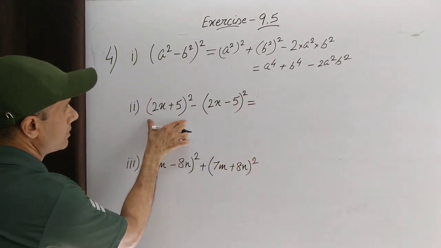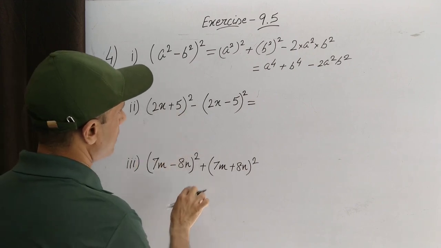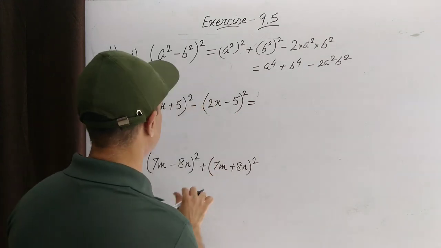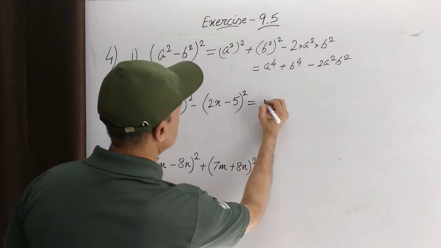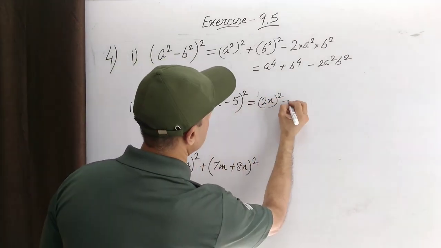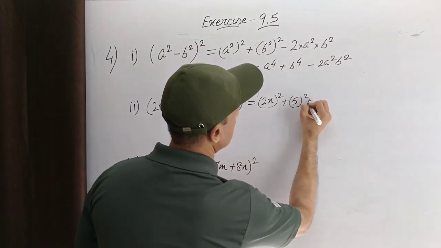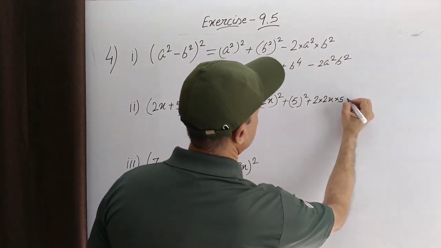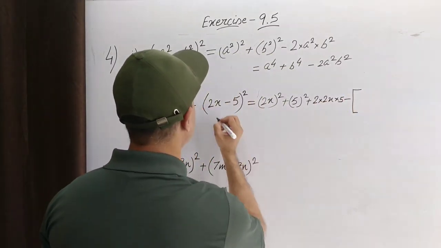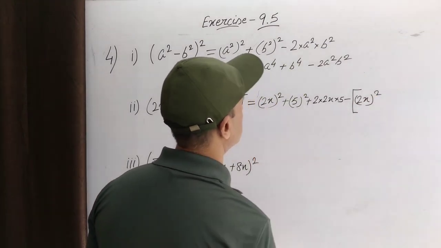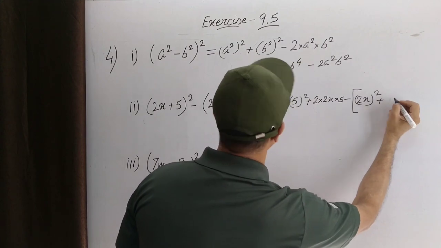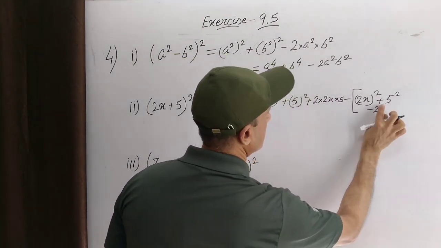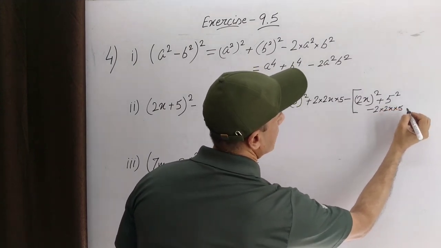In this case, we have decided this expression as a plus b whole square and this as a minus b whole square. So let's deal with this one, and then we'll deal with this one with the negative sign. So this one, a is 2x, that is 2x whole square, plus b, that is 5 square, plus 2ab, plus 2 into 2x into 5. And we have a minus here, and we put a bracket, and again this is a minus b, so we have 2x whole square plus b, that is 5 square, and minus 2 into a into b, and we close this bracket.